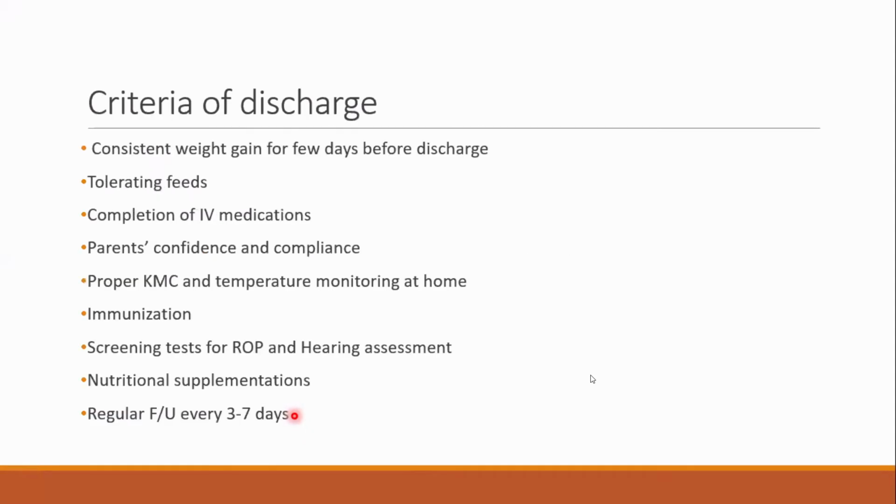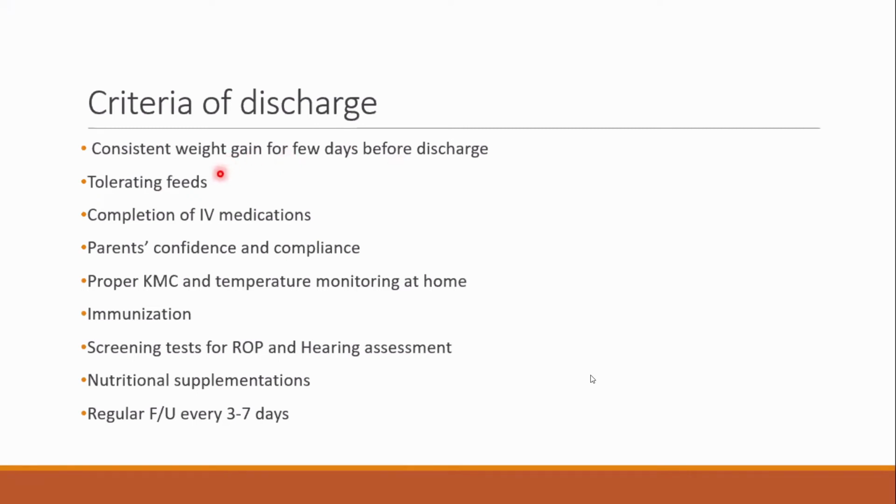So when can we discharge the preterm babies? Usually, the babies can be discharged only when there is consistent weight gain for a few days before discharge. Usually, we do not discharge the baby before the baby has reached 1.5 kg; we do not discharge below 1500 gram. We discharge at 1500 to 1800 gram. Or if the parents want to take the baby home, at least the baby should be gaining weight for 3 consecutive days before discharge, 15 to 20 gram per day. Only after 3 days of consecutive weight gain can we discharge the baby.